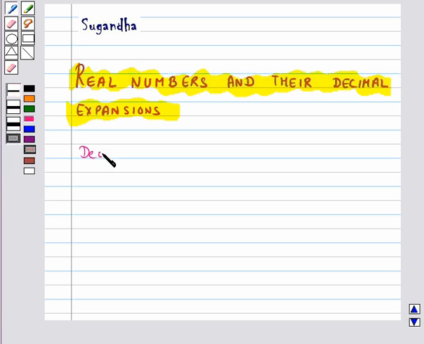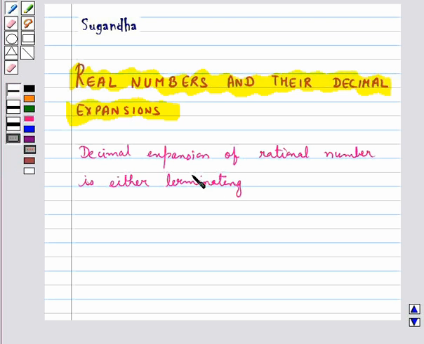Now we have, the decimal expansion of a rational number is either terminating or non-terminating recurring. Moreover, we can also say that a number whose decimal expansion is terminating or non-terminating recurring is a rational number.